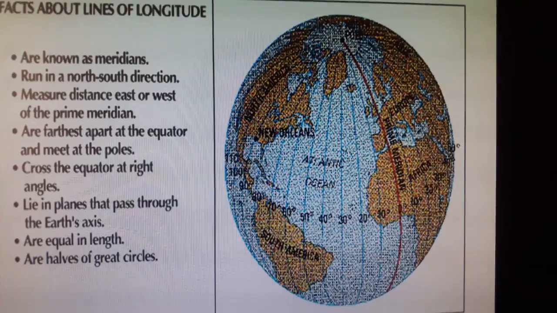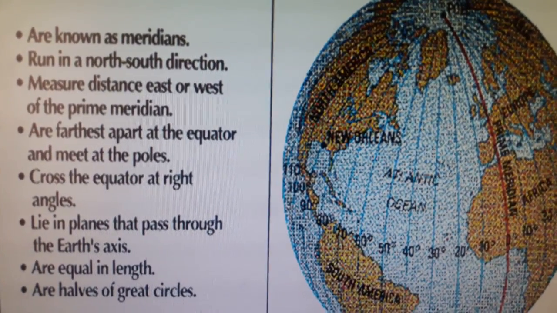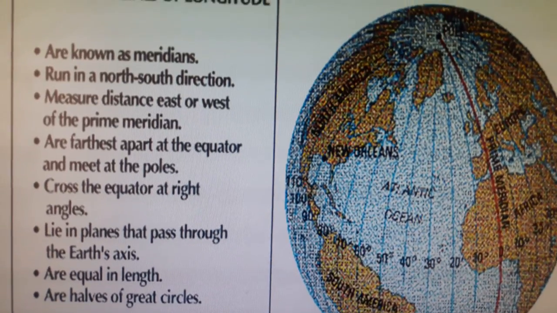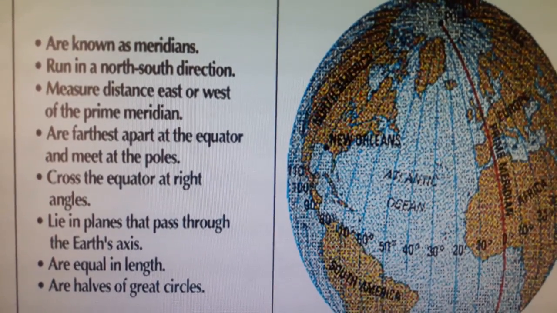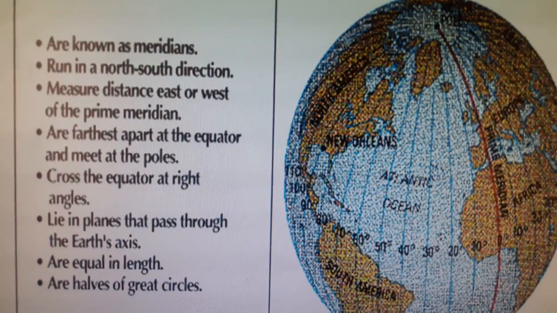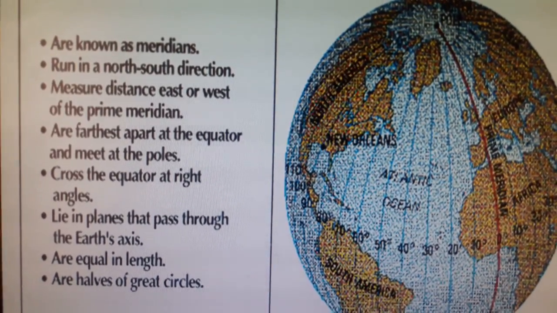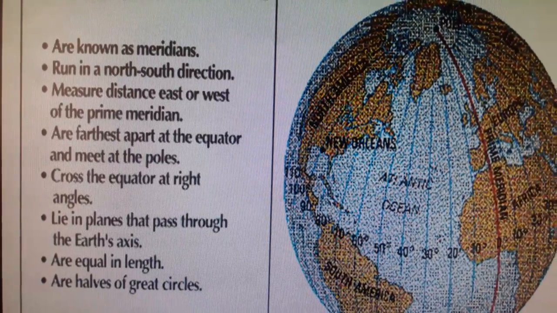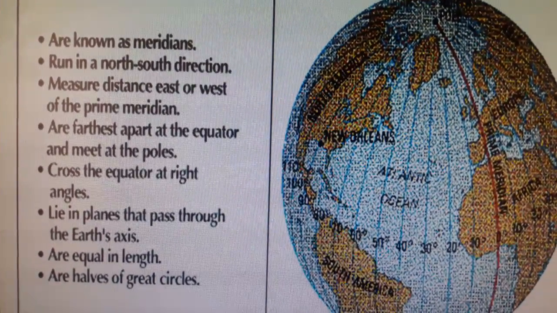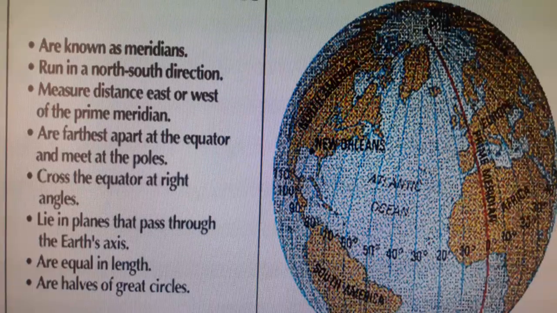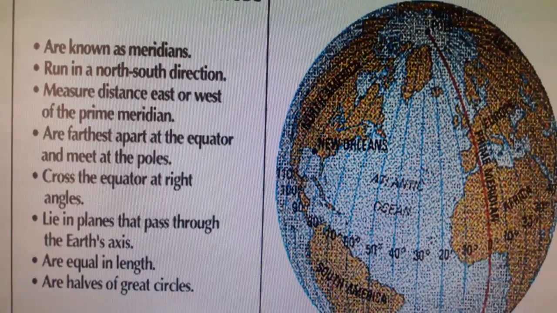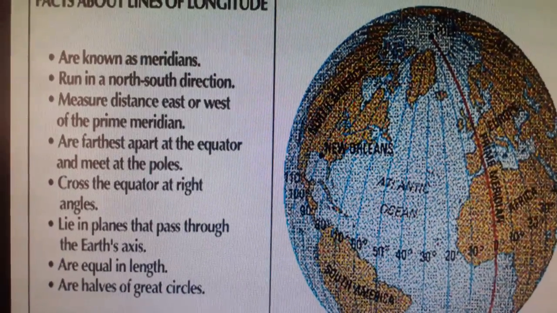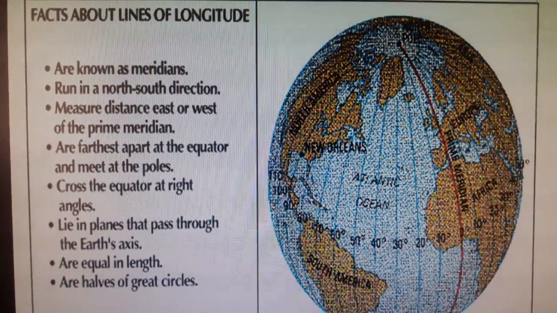Facts about lines of longitude. Longitudes are known as meridians, run in the north-south direction, measure distance east or west of the prime meridian, are farthest apart at equator and meet at the poles. Longitudes cross the equator at right angles. They lie in planes that pass through the earth axis. Meridians are equal in length and halves of great circles.